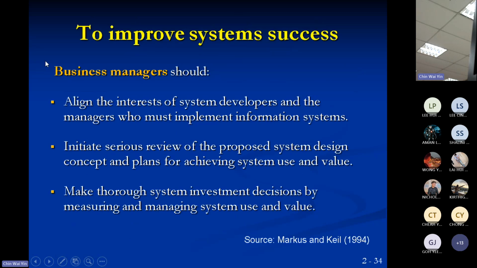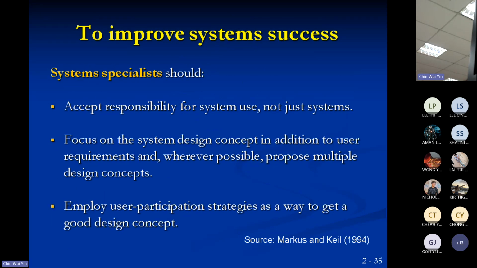So what then should we do to improve system success? According to this author, there are two parties equally responsible for the system success. One is the business manager. The other one is the system specialist. The system manager means the project manager, the person in charge of the project for the systems development, and the system specialist is the one who is going to develop the systems. So it's not just one party's responsibility, it's both parties.